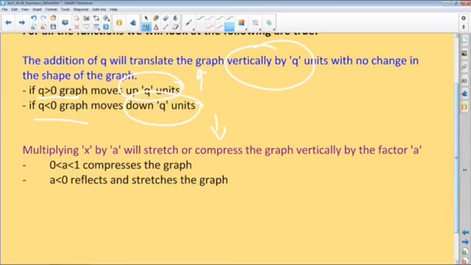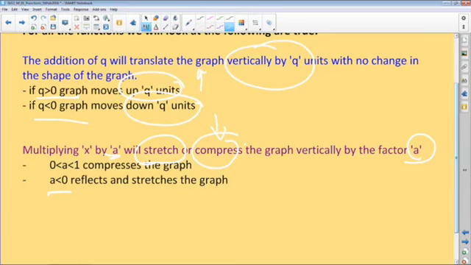Multiplying by a, in other words, whenever there's an a in front of your variable, will stretch or compress the graph, depending on whether it's a fraction or a whole number. So it will stretch the graph vertically by the factor of a. If a is between 0 and 1, that will compress the graph, in other words make it squashed. And if a is less than 0, so if a is negative, it reflects and stretches the graph.